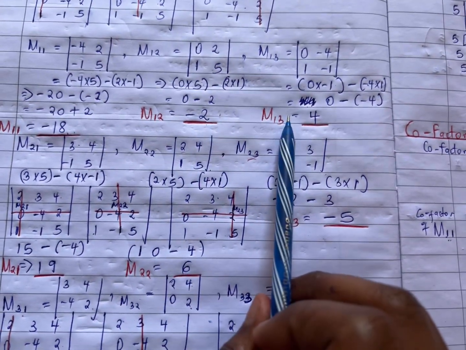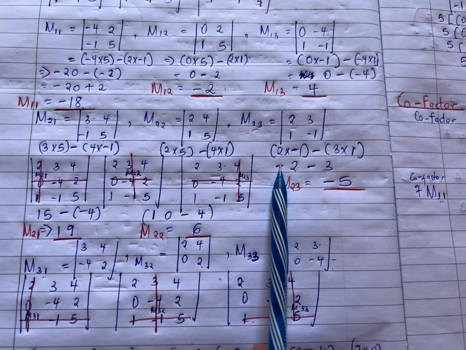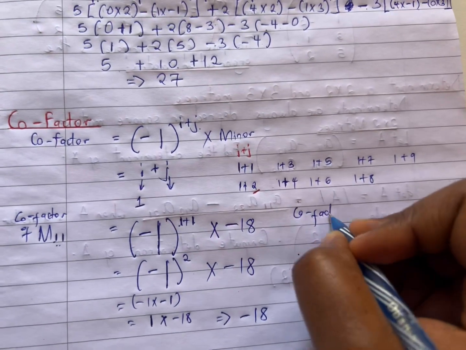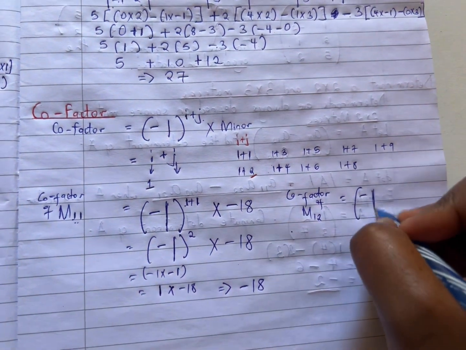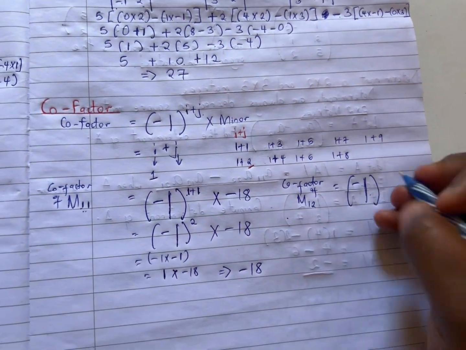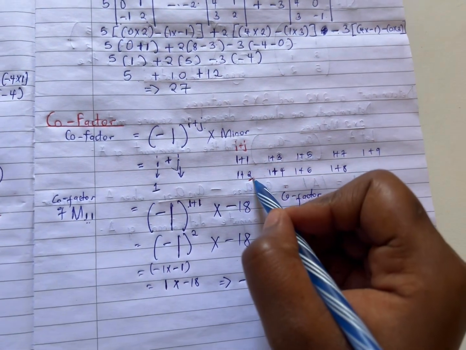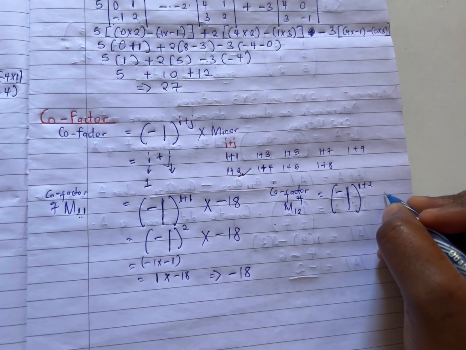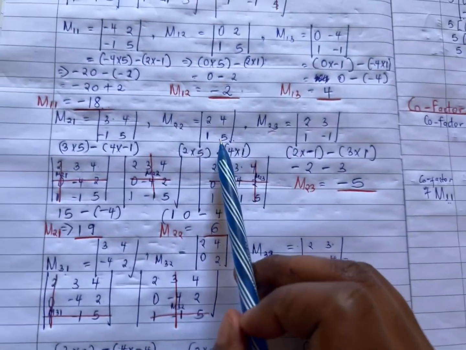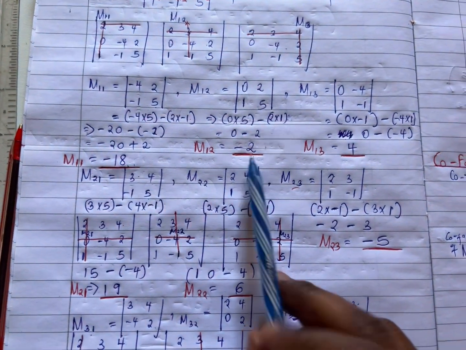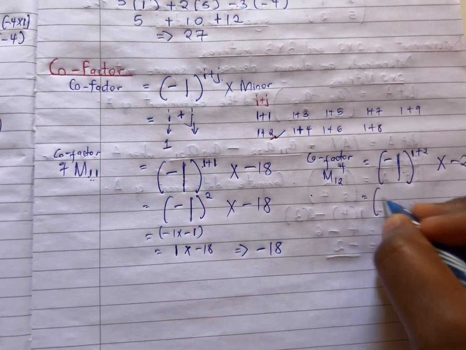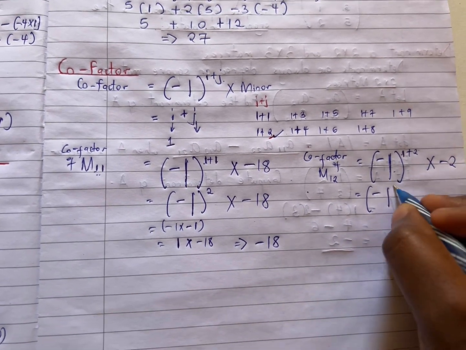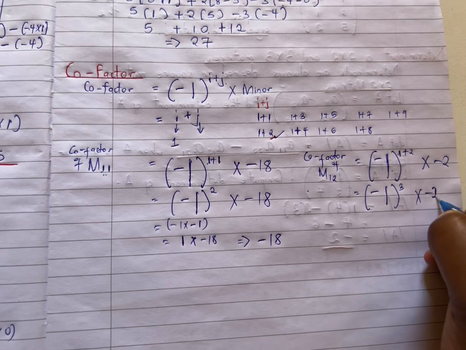We're moving on to M12, then M13. We're going to do it for each and every one of them. So cofactor of M12. Remember, you can just write A12, or you can write it in full like I'm doing. Cofactor of M12: negative 1 power 1 plus 2. We're moving because j is increasing by 1 in each and every one, so it's 2, times negative 2, that is M12.